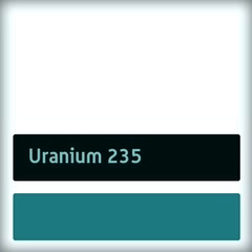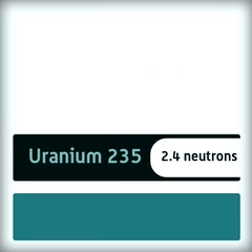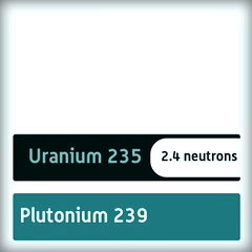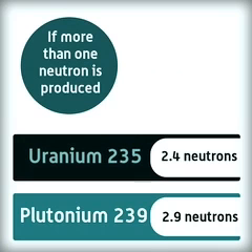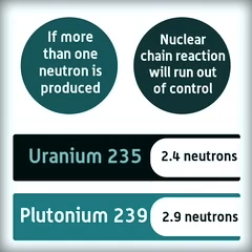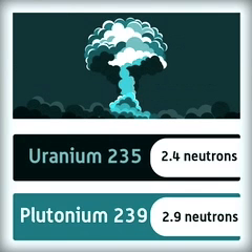In the fission of uranium-235, an average of 2.4 neutrons is produced, and in the case of plutonium, it's an average of 2.9 neutrons. If more than one neutron is produced per fission, then a nuclear chain reaction will run out of control, and a nuclear explosion will result.